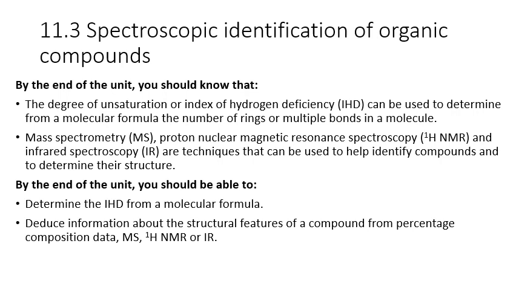So in the end of the unit, you should have an understanding of the concept of the degree of unsaturation or index of hydrogen deficiency, an understanding of mass spectroscopy, NMR and infrared spectroscopy, and you should be able to determine the index for hydrogen deficiency for particular molecules and deduce from information the structural features of certain compounds using mass spectroscopy, proton NMR and infrared.